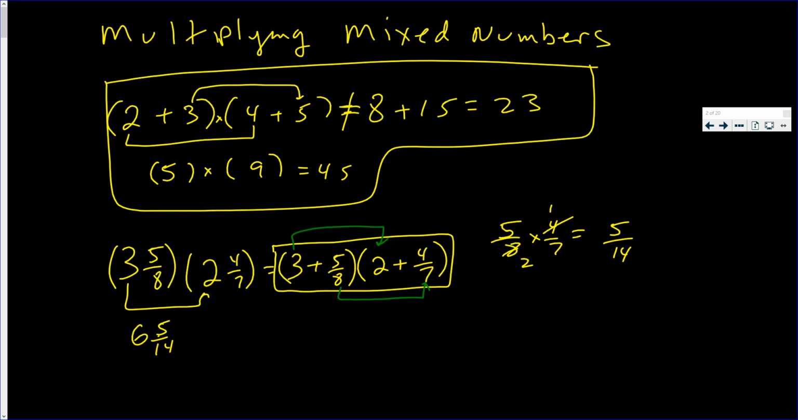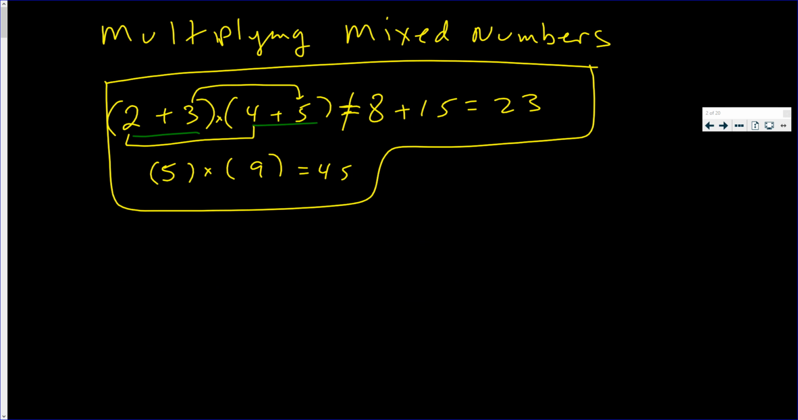3 times 2 is 6, plus, when you multiply the two fractions, you get 5 over 14, which is 6 and 5/14. This doesn't work. It didn't work with those numbers, so that doesn't work. Sometimes I think it's valuable to point out why something doesn't work, rather than just saying it doesn't work. It doesn't work because it really doesn't work.